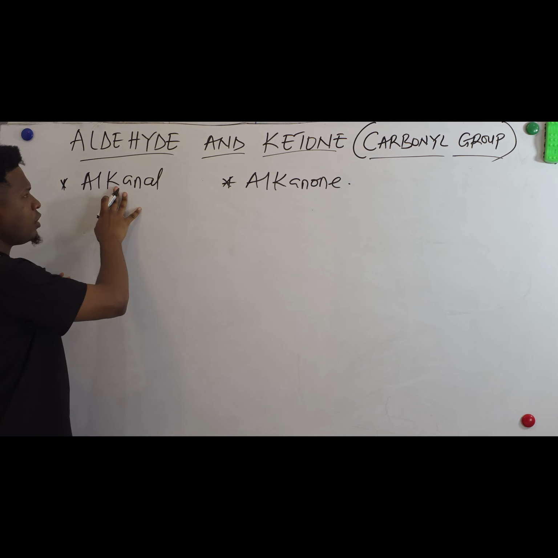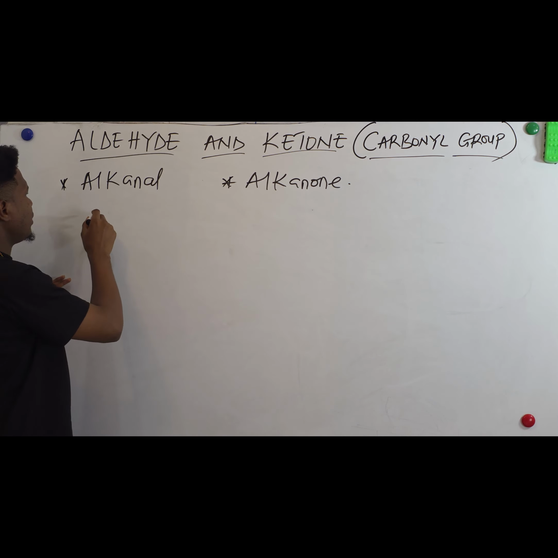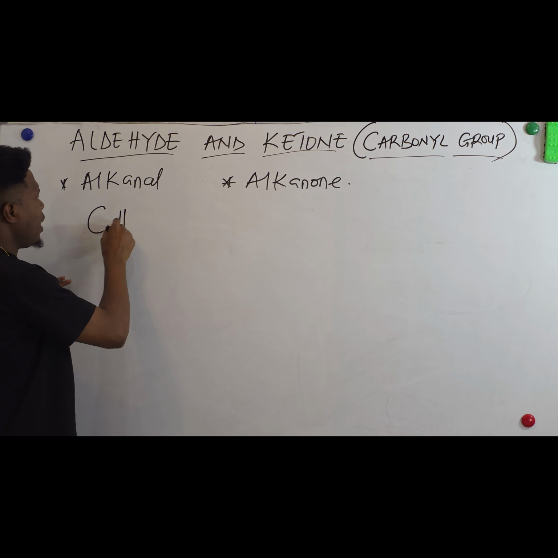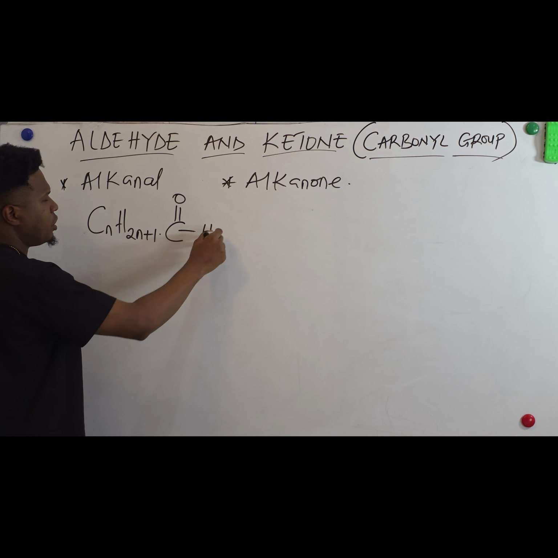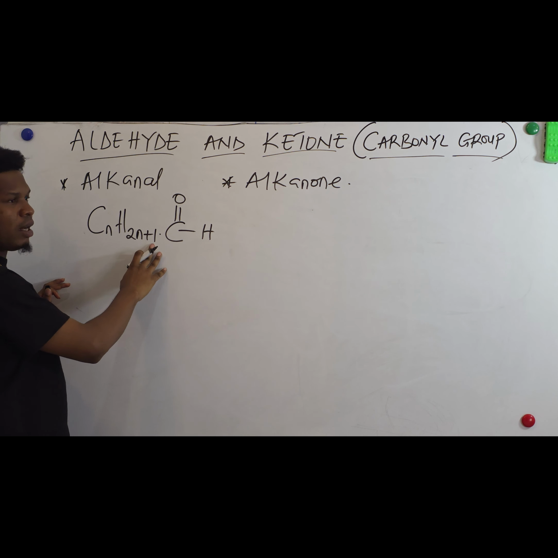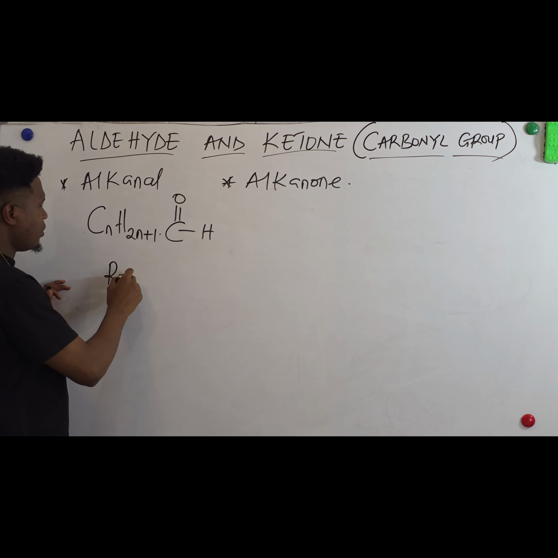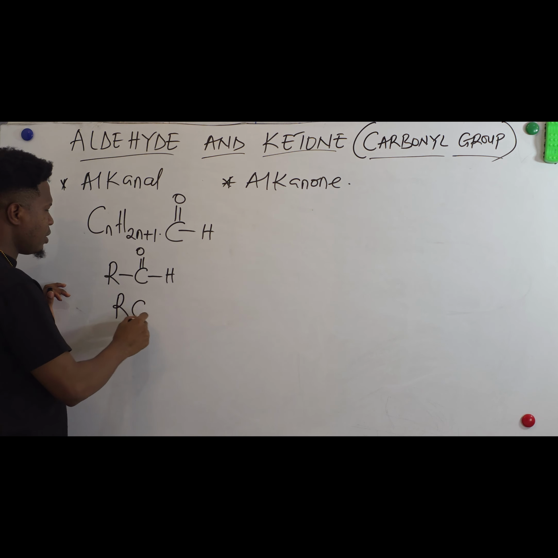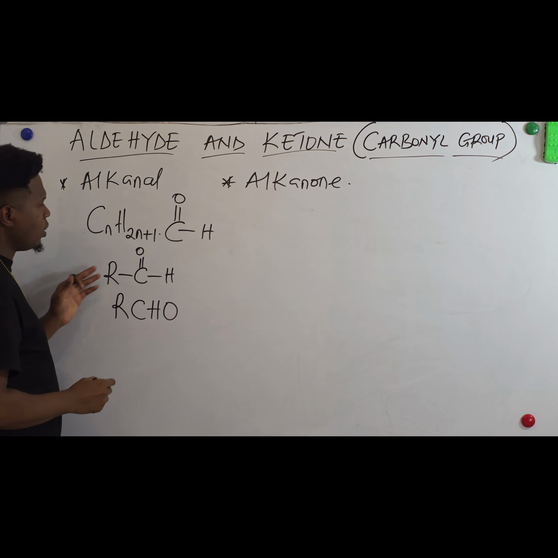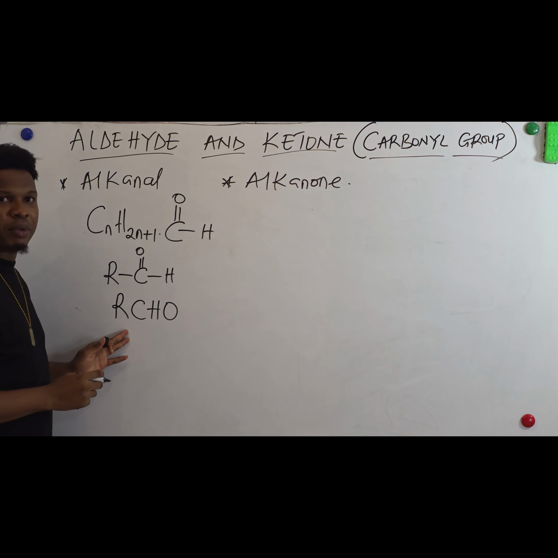The formula for this one is CnH2n+1 dot C double bond oxygen single bond H. Where this is R, so we can have it as R, C double bond O, single bond H. It can also be written as RCHO. So all these are the ways you can represent alkanal or aldehyde.